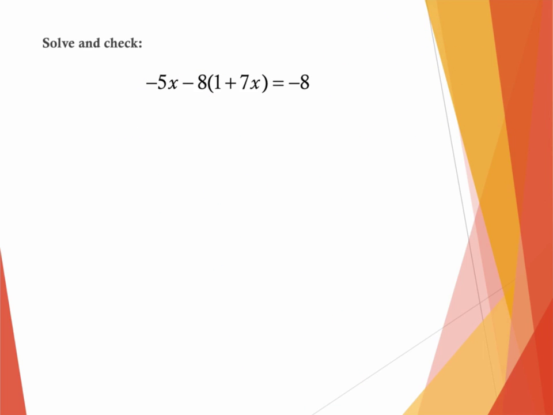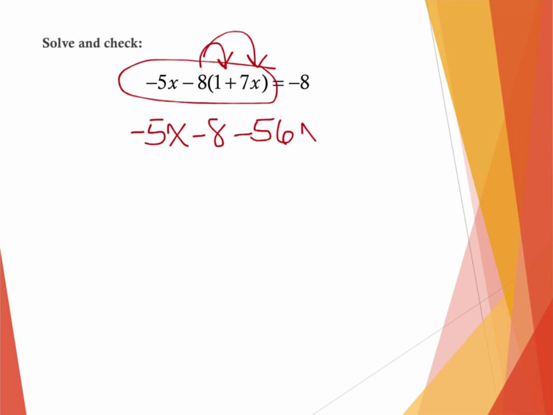In our last example, it's just more of the same. We're going to look at how I can simplify this expression on the left-hand side in order to isolate my variable. So I'm going to multiply everything here by negative 8 so that I can clear my parentheses. Negative 5x minus 8 minus 56x is equal to negative 8. I'm going to combine my like terms, so I have negative 61x minus 8 is equal to negative 8.